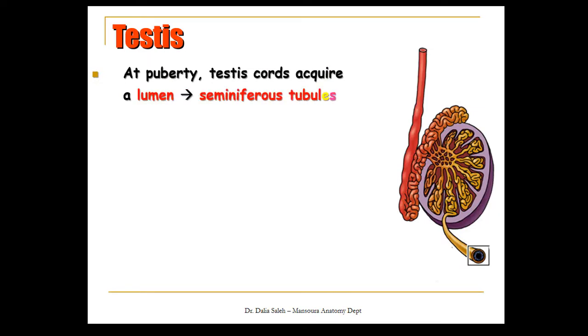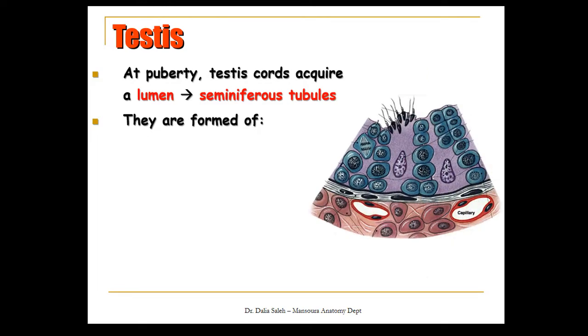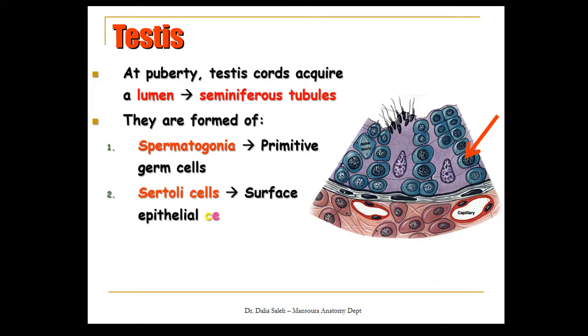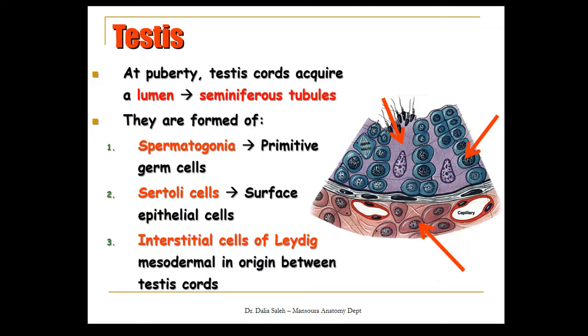At puberty, the testis cords acquire a lumen and transform into what's called the seminiferous tubules. They are formed of the following. If we enlarge this cut section of the seminiferous tubule, they are formed of spermatogonia, which are derived from the primitive germ cells. They also contain the Sertoli cells or the supporting cells. They are derived from the surface epithelial cells. And in between the seminiferous tubules lie the interstitial cells of Leydig, and they are derived from the mesoderm.